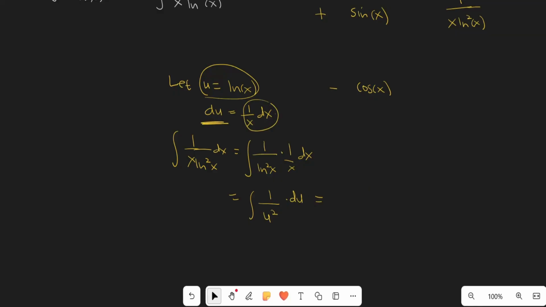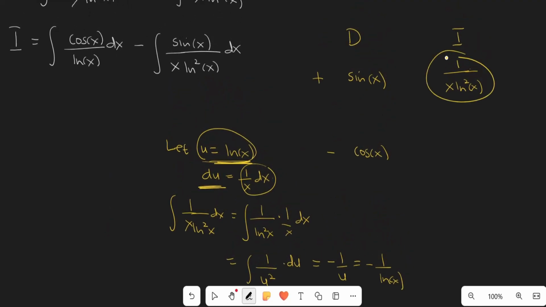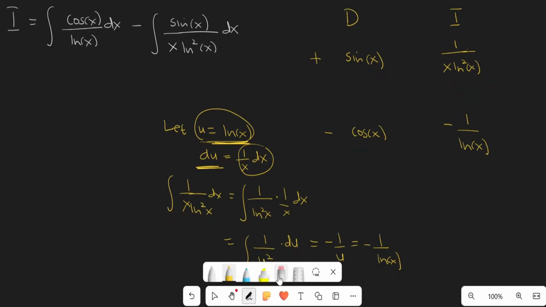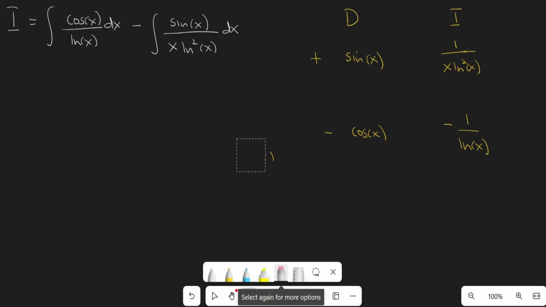Integrating 1 over u squared is going to be negative 1 over u, and then we plug back in u. What is u? u is the ln of x, so that is negative 1 all over ln of x. So if we are integrating this one, the answer to that is negative 1 over ln of x. I'm just going to write that here, negative 1 all over ln of x, like this. And I will erase this one now. I'm now going to clean this one.